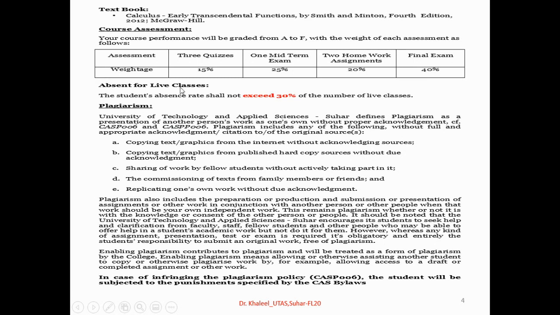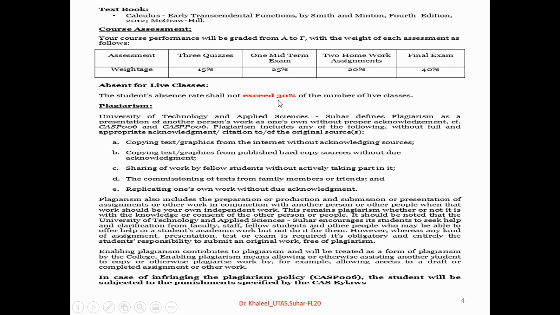It's very important to note that there will be only 1 live class every week. We have 15 weeks, which means we will have 15 live classes in this semester. And your absence should not exceed 30%. That means you can remain absent for a maximum of 4 live classes.